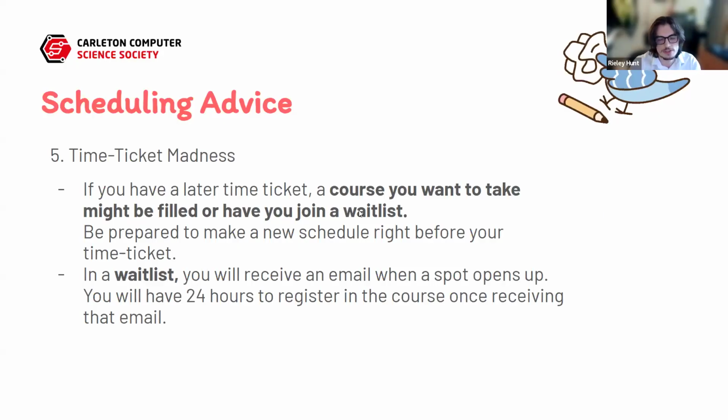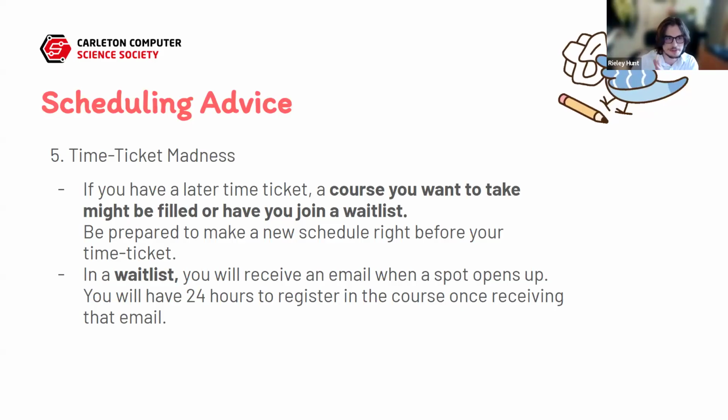Time tickets. So on Carleton Central, I'll show a demonstration later, but you can see what sort of time ticket you're assigned. I think if you're an incoming student, it's very early July. And so that's when you're going to be able to actually register in your courses. So right now you can build your timetable, but you won't be able to actually register until your time ticket comes through. And it's a completely random chance, it's not based on anything, you'll get a time ticket just whenever.